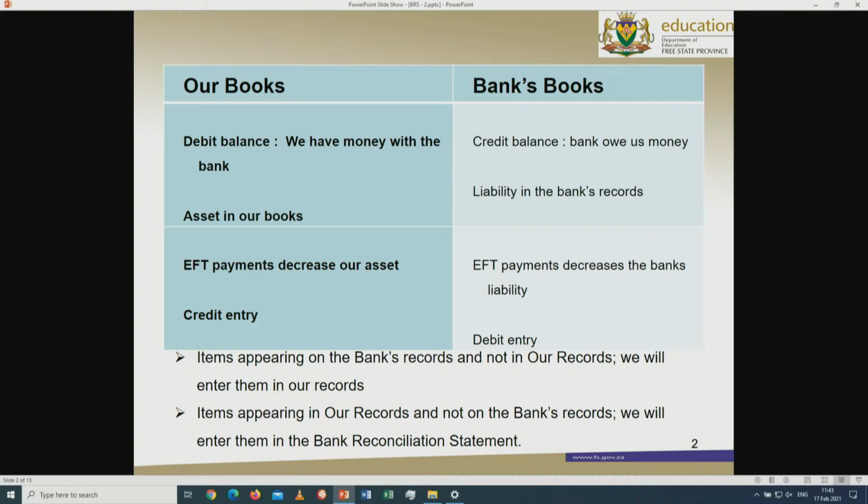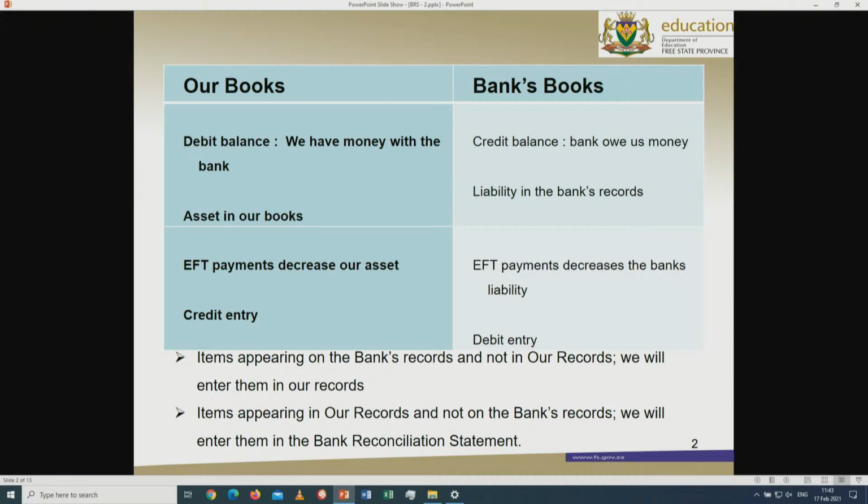Remember, I'll say again, if you deposit the money, the bank will credit your account. From the business, we debit. If we withdraw the money in our business, we credit, but the bank will debit. So it's like a debtor and creditor relationship. So next point, items appearing on the bank's records and not in our records.